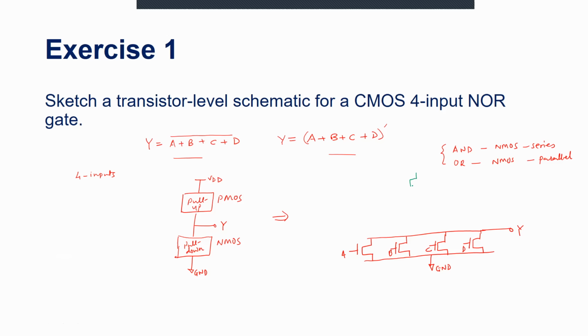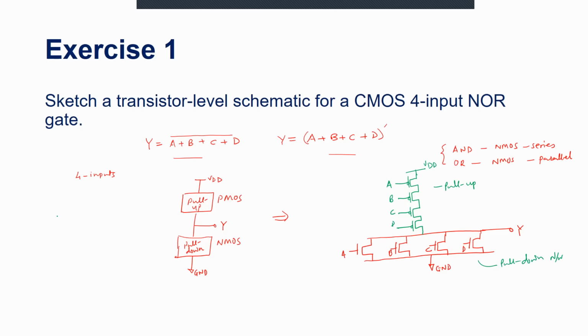So the 4 PMOS would be constructed like this. As you can see, the PMOS form the top portion of this network, and these are the same inputs A, B, C, and D. Here we have high logic, that is VDD. So this is the pull-up network, and that's your pull-down network.